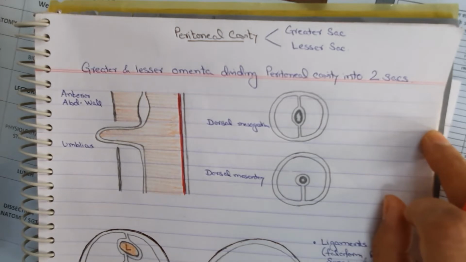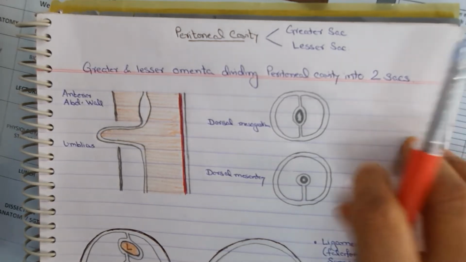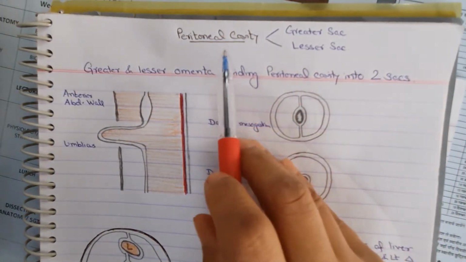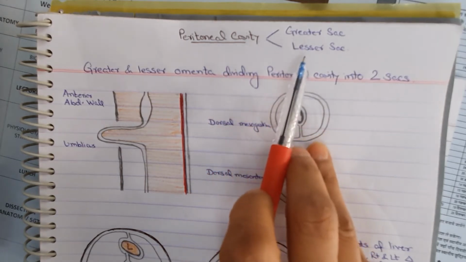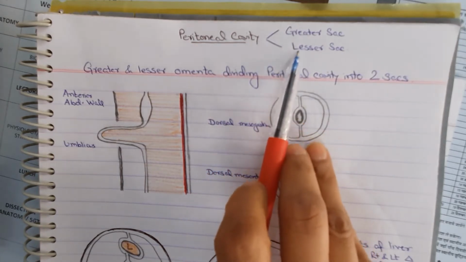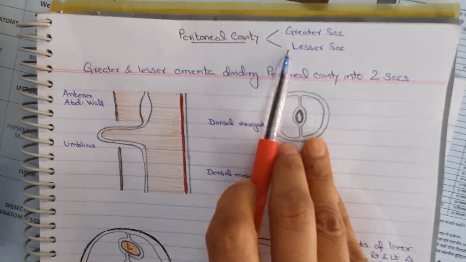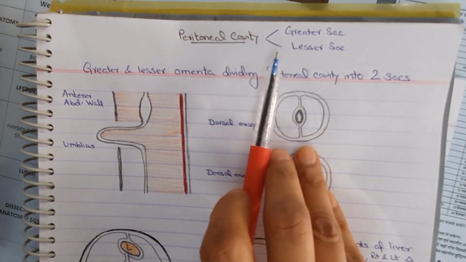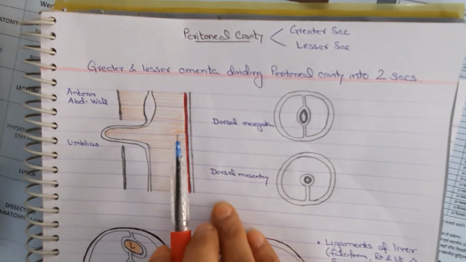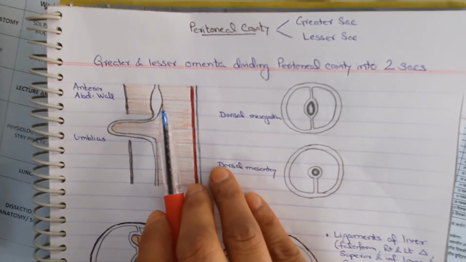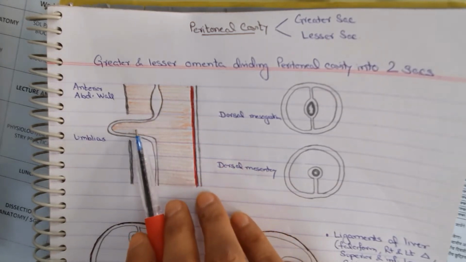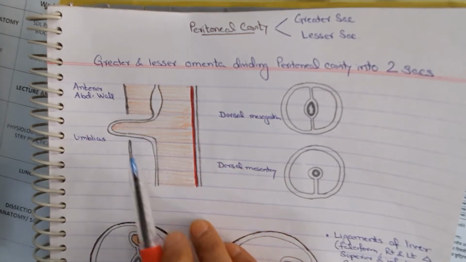So in continuation, let us start with the peritoneal cavity. Now this peritoneal cavity is divided into two sacs, the greater sac and the lesser sac. For better understanding of these sacs, we have to revise a little bit of embryology. So let us see. You all remember that the gut is divided into three parts: foregut, midgut and hindgut.